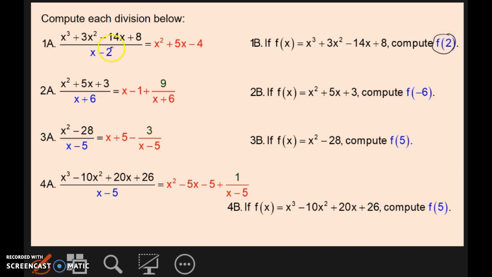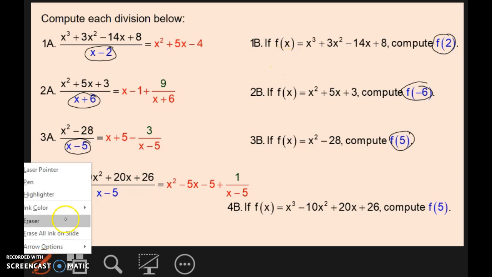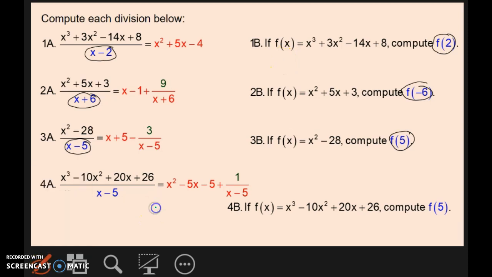Now, f of 2 has a relationship with that denominator. F of negative 6 has a relationship with the denominator. F of 5 has a relationship with the denominator. So what they're asking us to do is to take this expression here, f of 2, and evaluate it. So when I evaluate f of 2, and I'm going to save you the gory details of this, essentially when I find f of 2, what I'll end up getting is 0.